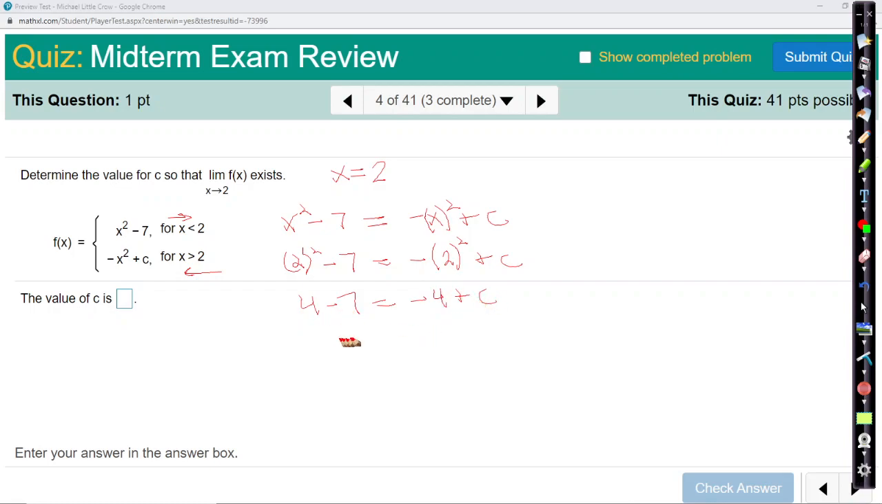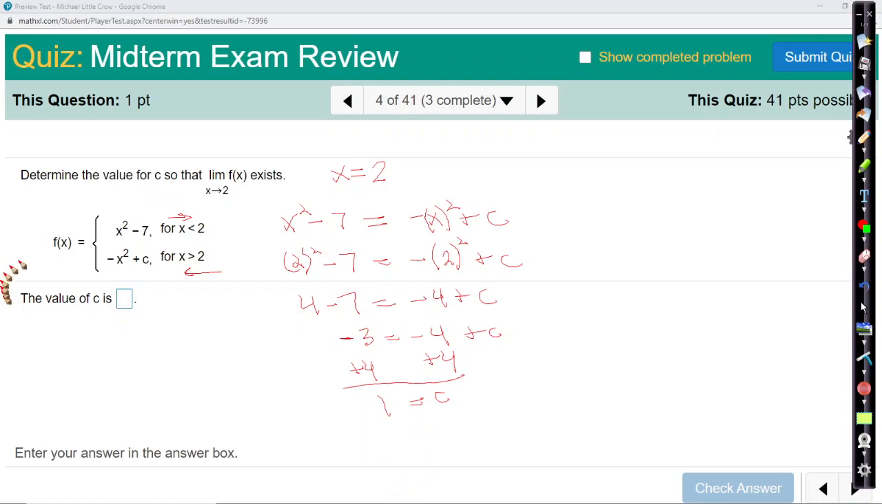4 minus 7 is going to give us negative 3 equals negative 4 plus c. Add 4 to both sides, and we get that c is equal to positive 1. That is what's going to make it work at x equals 2. That's what we need to have happen.